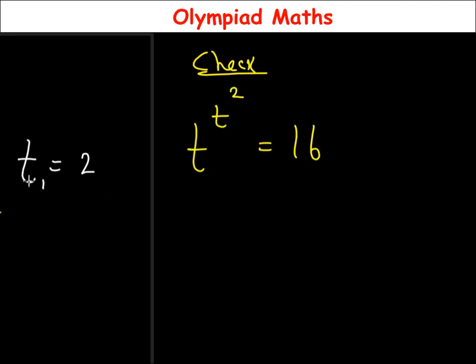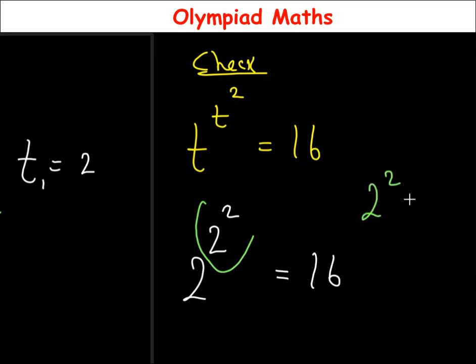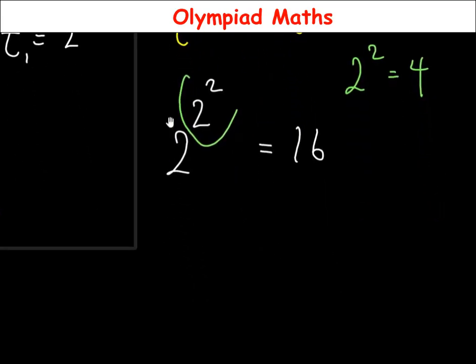So inputting the value of t as 2 into this problem, it becomes 2 raised to power 2, then raised to power 2, and this should equal 16. Now starting from here, looking at this right here, 2 raised to power 2 is equal to 2 squared, which is 4. So that means that we have 2 raised to power 4, right, is equal to 16.